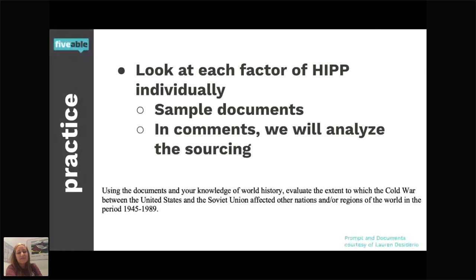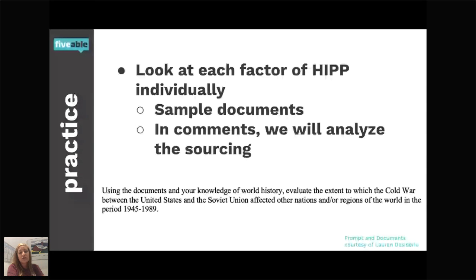So here's what the prompt says. Using the documents and your knowledge of world history, we are very knowledgeable about world history, evaluate the extent to which the Cold War between the United States and the Soviet Union affected other nations and or regions of the world in the period 1945 to 1989. So we have a prompt, and we have to live in the bubble of the prompt. So the prompt is about the Cold War and its effect on other nations and regions during that time period.